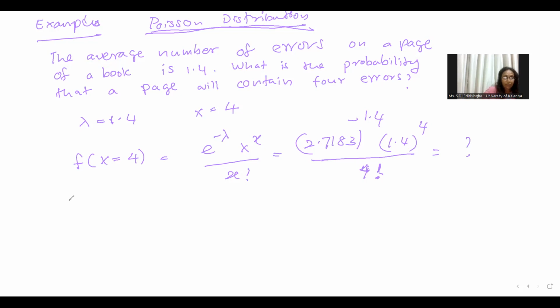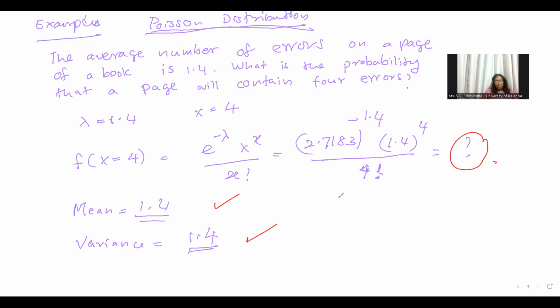So what is the mean of this situation? Mean equals lambda, and the variance also equals lambda, no? Find the answer here. What is it? And mean here is 1.4, variance here is 1.4.